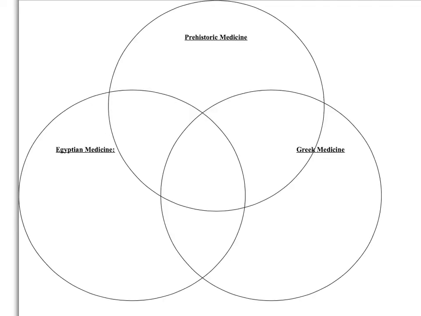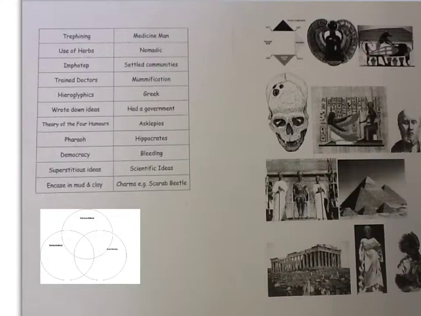Your Venn diagram covers the three periods that make up the ancient world. Prehistoric medicine first, followed by Egyptian medicine, and then Greek medicine, with the overlaps providing space for examples and individuals that link the periods together. Can you please mark on your Venn diagram the following individuals and events?